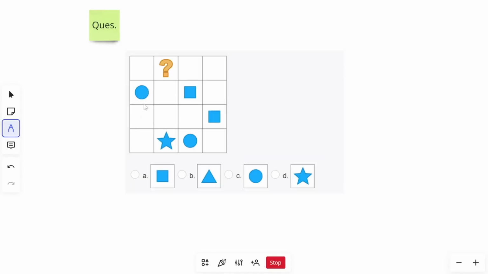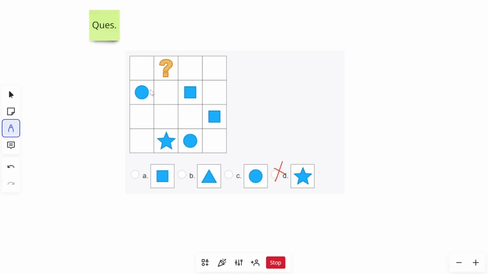Let's look at this question. We have to find out what will come in the place of question mark. We have four options: square, triangle, circle and star. Okay, let's try to understand this problem. First of all, star cannot come because star is already there in this column, right? And one symbol cannot come twice in one same column, right? So we can eliminate star. Star is not going to be the option.